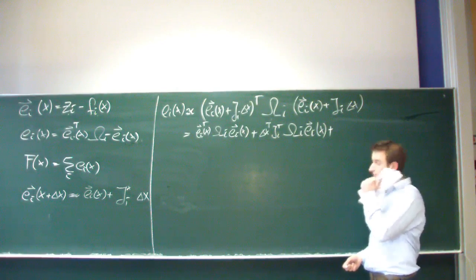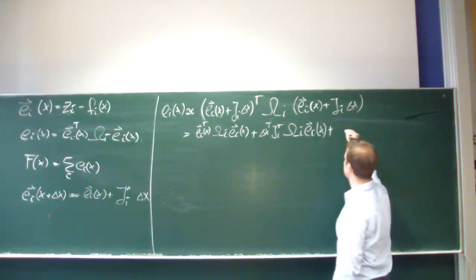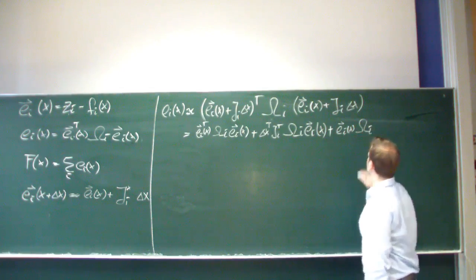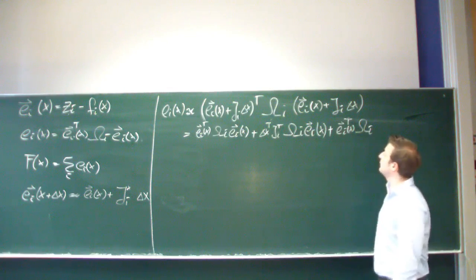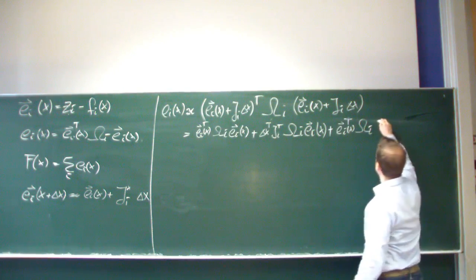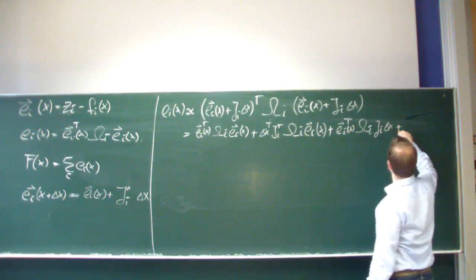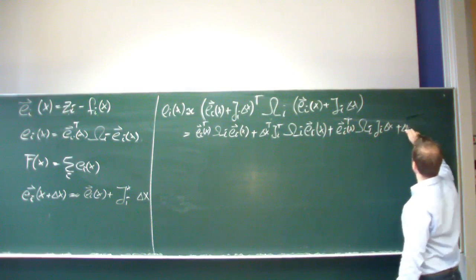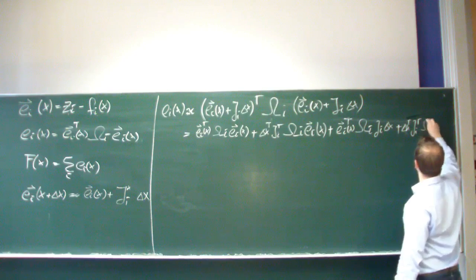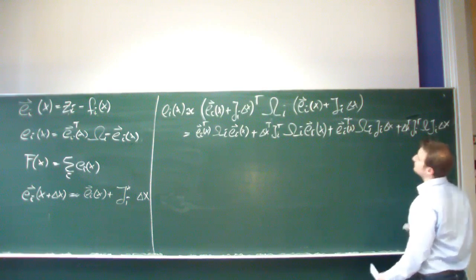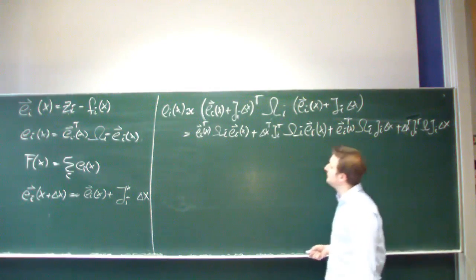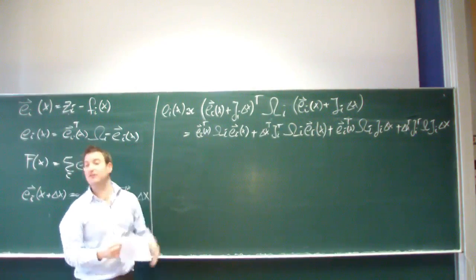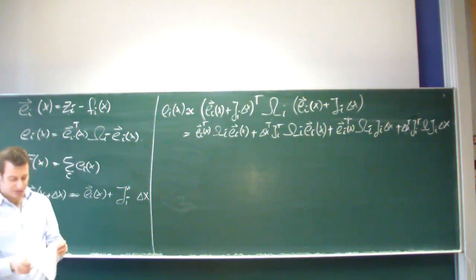Continue. Ei of x, information matrix transpose, that Ei of x again, Ji delta x plus, and now delta x transpose Ji transpose omega Ji delta x. Right? Good. Okay. And always note this is an approximation, so it's not an exact thing we do.